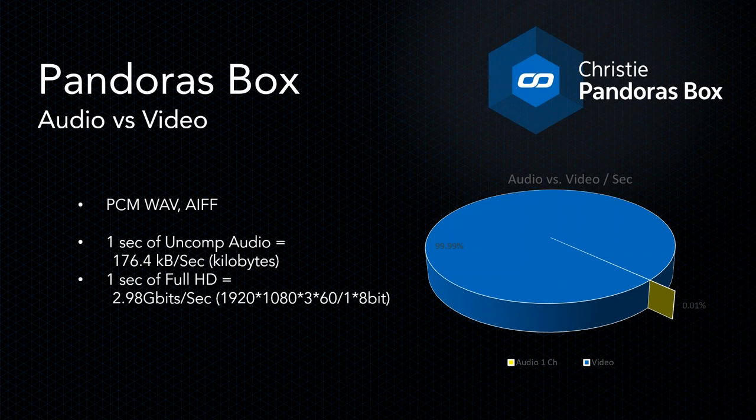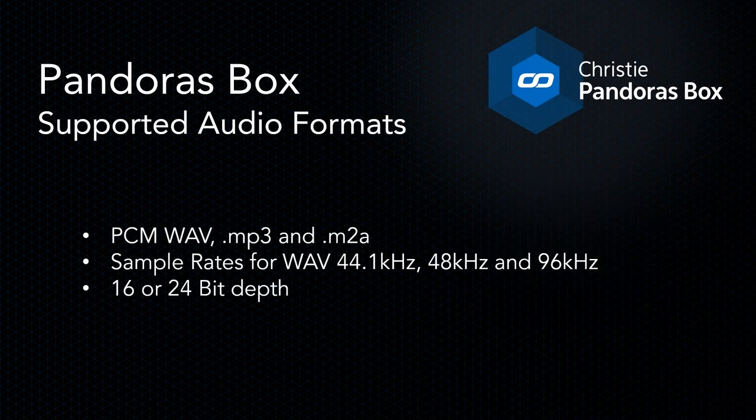So how do we correlate this with Pandora's Box? In Pandora's Box, we are able to support quite a lot of audio formats. Obviously, we can have PCM wave. PCM stands for pulse code modulation, which is the method it uses to analyze the incoming audio. There's MP3s and M2A, which is MPEG-2 audio. The sample rates, again: 44.1 is CD quality, or CD's sample rate. 48 kilohertz is used for DVD audio and broadcast, and then you can move up to 96 kilohertz, which is the sampling rate that a lot of the digital consoles are working on. Then your bit depth, which is handled in Pandora's Box, you can either have 16 or 24 bit.